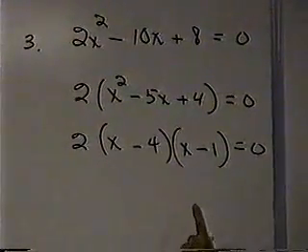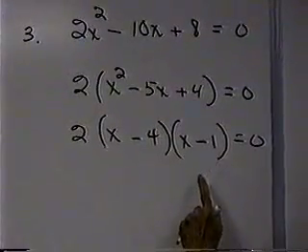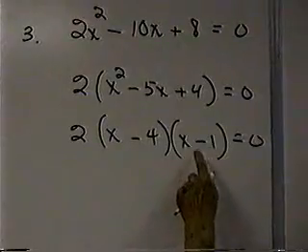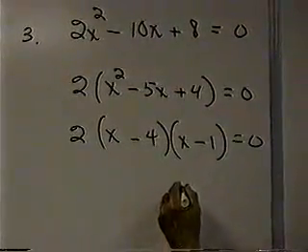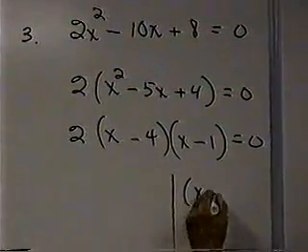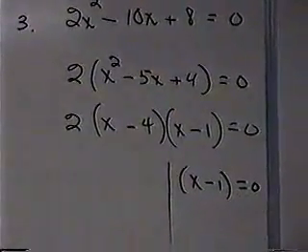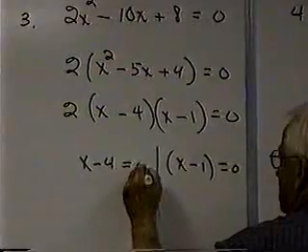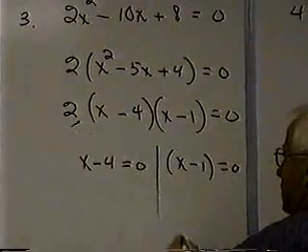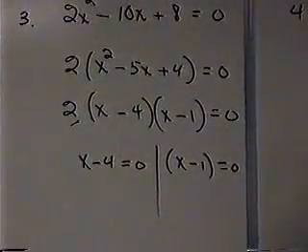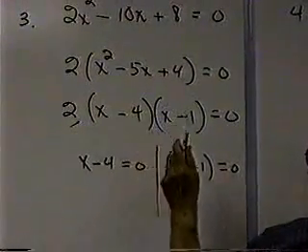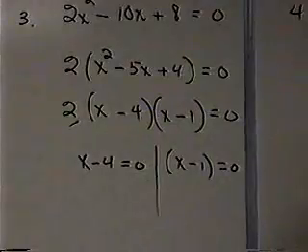Now, listen closely and watch this. You set each factor equal to 0. If I put a 1 in here, that would make it 0. So that's one of them. So x minus 1 is equal to 0. And this could be 0, so x minus 4 is equal to 0. But that 2 can't be 0, so you just leave it alone. It's either this one or this one that makes it 0.